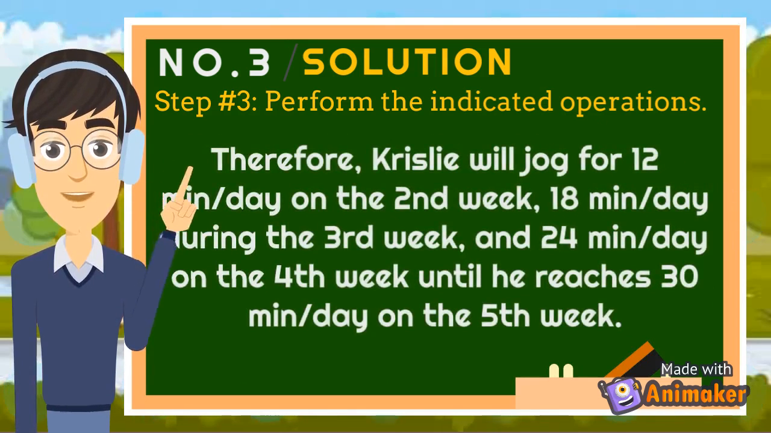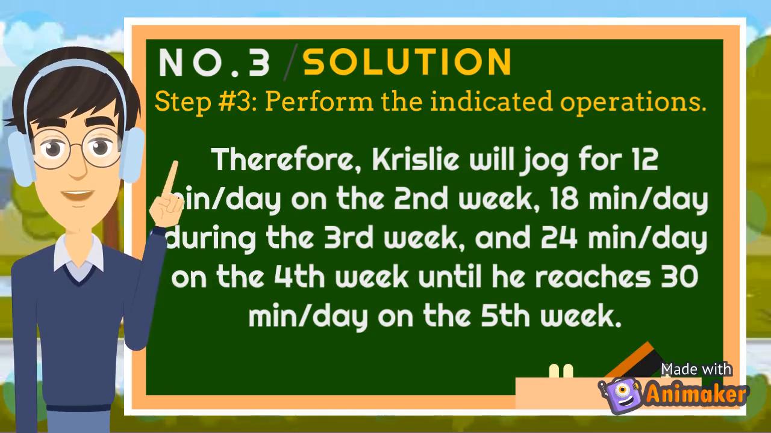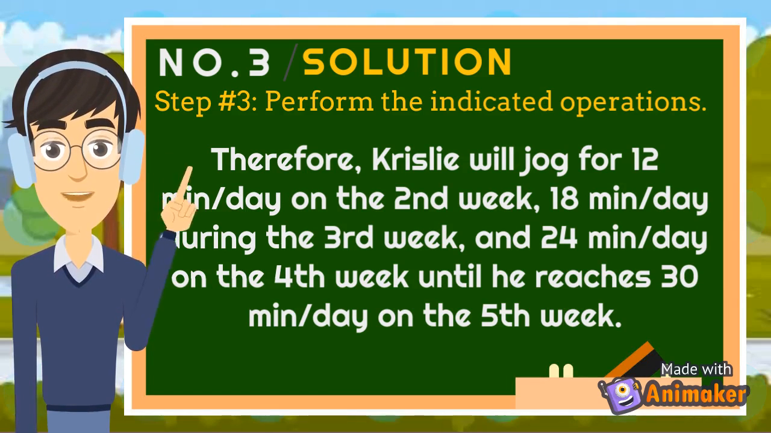Therefore, Crisley will jog for 12 minutes per day on the 2nd week, 18 minutes per day during the 3rd week, and 24 minutes per day on the 4th week, until he reaches 30 minutes per day on the 5th week. Finally, we now know how to determine the arithmetic means of a given arithmetic sequence and applied it in a real-life scenario.